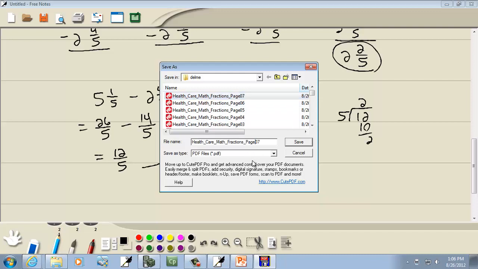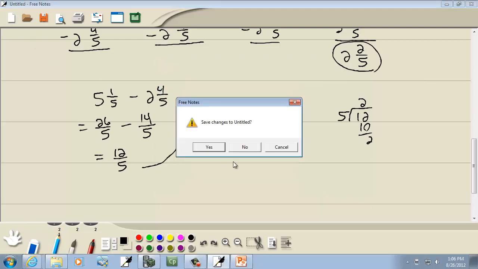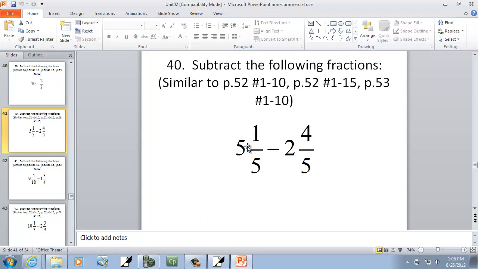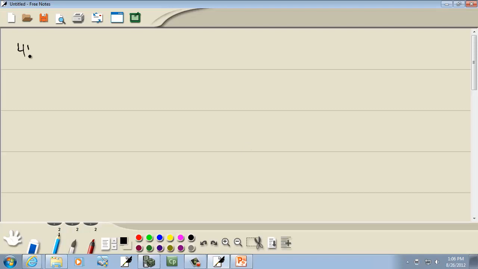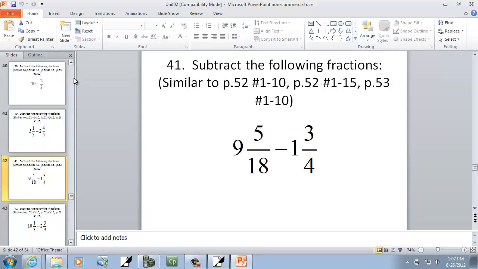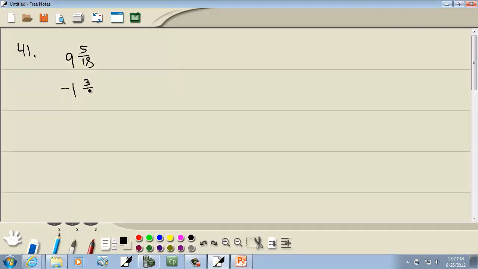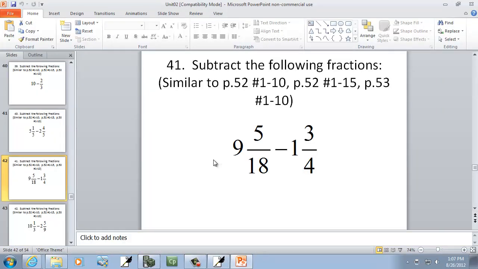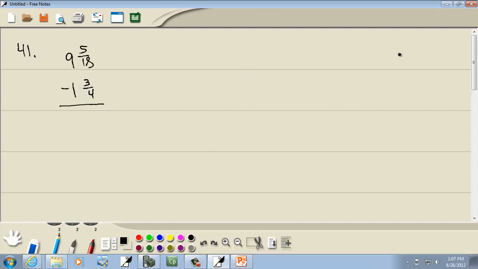So let's save that page. And let's look at the next problem. So we got 9 5/18 minus 1 3/4. Okay, well we got a problem here. They don't have the same denominator, do they? So let's get the common denominator first. 18 is 2 times 3 times 3. And 4 is 2 times 2.